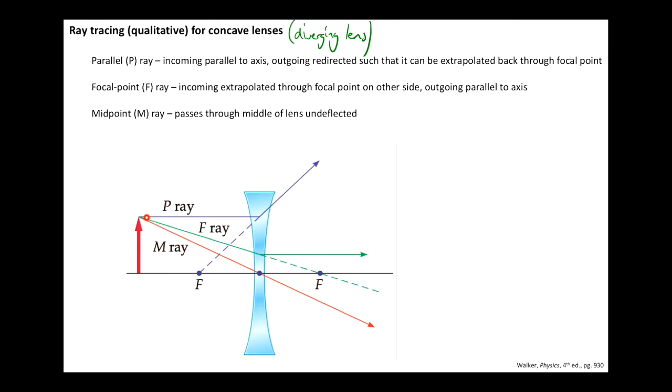And then the F ray, well, here we've got a little bit of a problem. Keep in mind, it's going to go, well, how to say this? It's going to go through the focal point on the opposite side every single time with this type of lens. The problem is it's never going to get there.